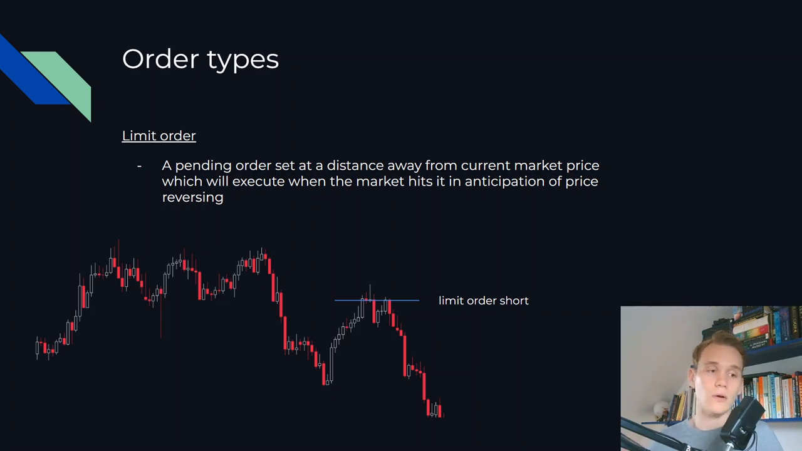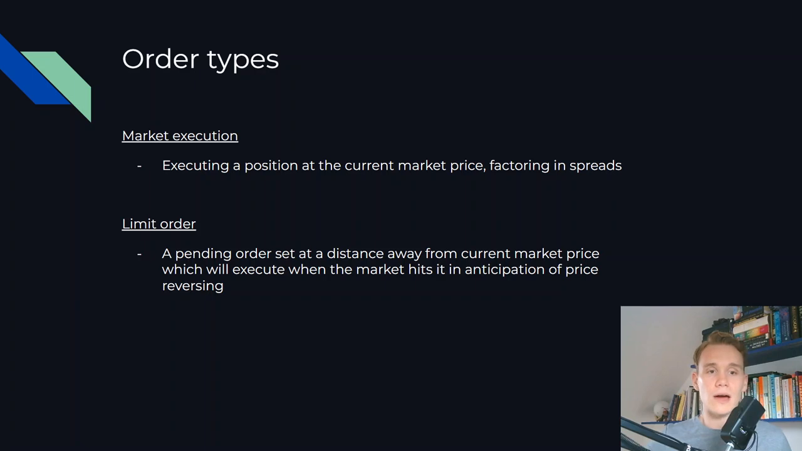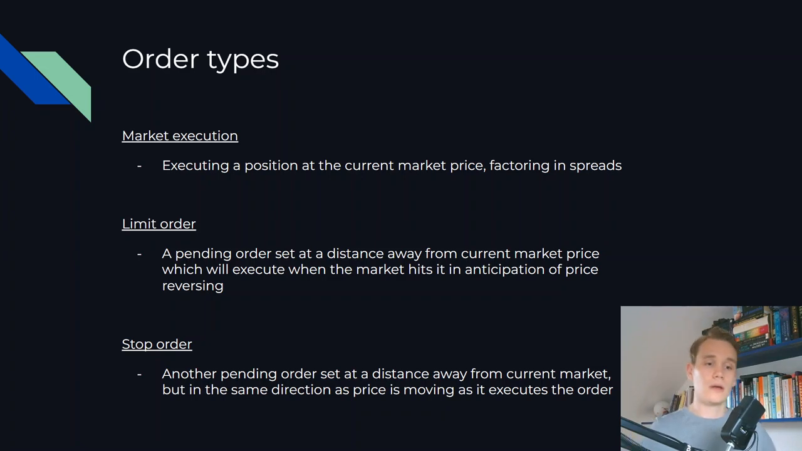You throw in a limit order and you just wait for price to come up to that entry and then tag you in before heading in your direction. So moving on now, we are going to the third and final, which is a stop order. It's another pending order set at a distance away from the current market, but in the same direction as price is moving as it executes the order.